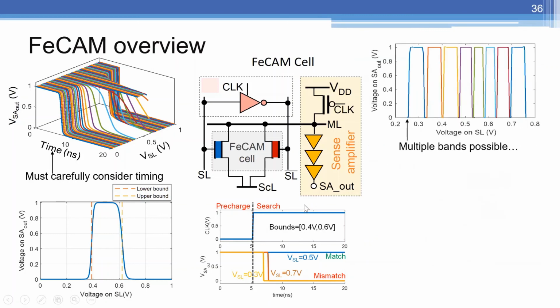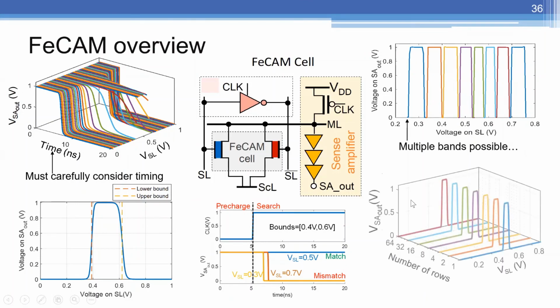And since we can independently program different threshold voltages into the two devices, we can change the lower and upper bounds of the matching range, and therefore accommodate at least eight discrete matching ranges into the voltage range. Therefore, we actually achieve at least a 3-bit storage within one FeroCAM cell.